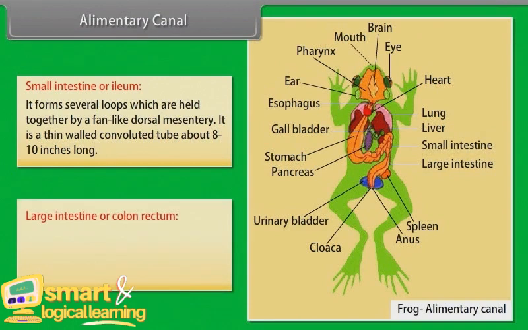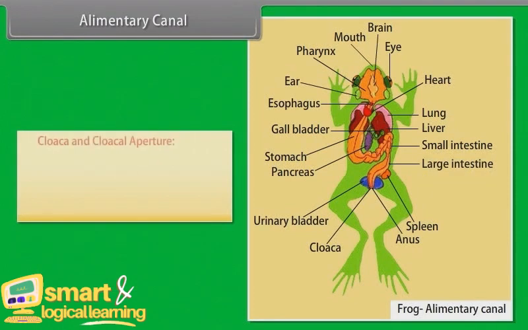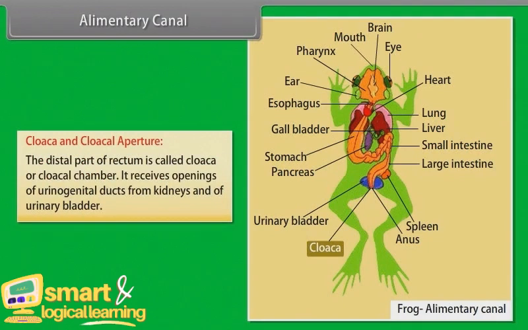Large intestine or colon rectum. It is a short but comparatively wide tube. Its inner surface is produced into longitudinal folds. It is also called rectum. Cloaca and cloacal aperture. The distal part of rectum is called cloaca or cloacal chamber. It receives openings of urinogenital ducts from kidneys and of urinary bladder.